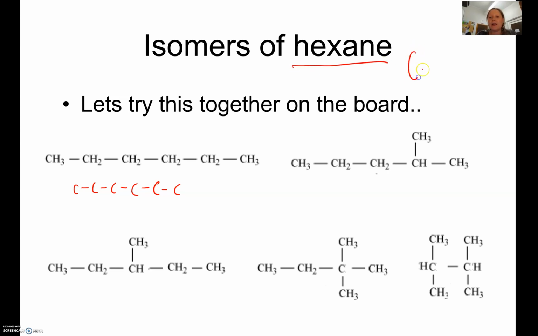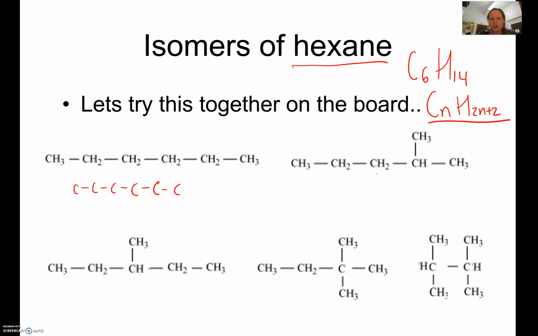Hexane has the formula C6H14, and I know that because this is an alkane, and I know the general formula of an alkane is CnH2n+2. So there's the first one, 6, and that's hexane.